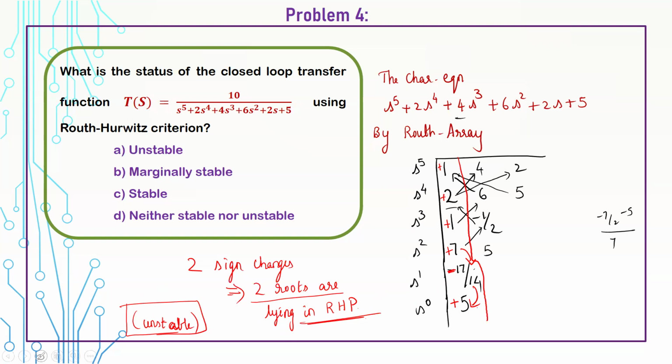So we can check the answer. Option A is the correct one. This is the unstable system.